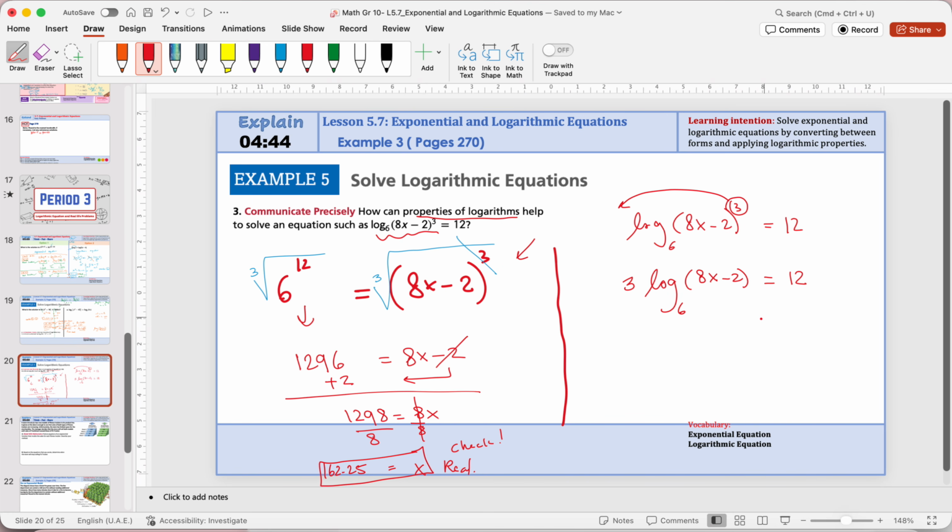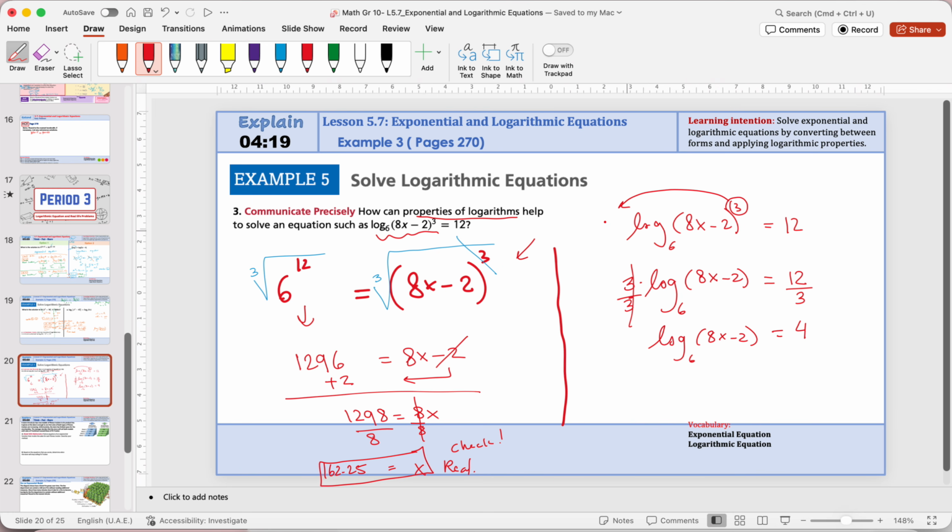Can I change now from logarithmic to exponential? Not really, because I have a number here. I need to cancel it out. So let's cancel 3. How do we cancel 3? 3 is multiplied with the log, so just divide by 3 on both sides. You're going to end up with log base 6 of 8x minus 2, see, without a power. 12 over 3 is 4.